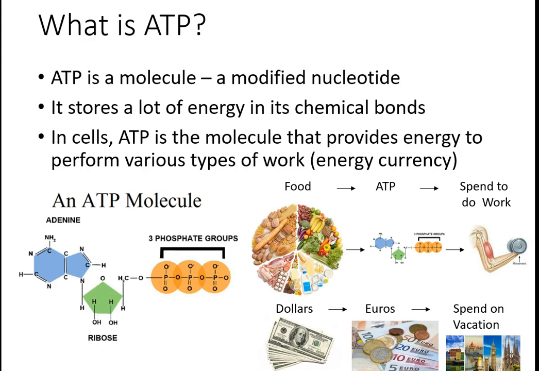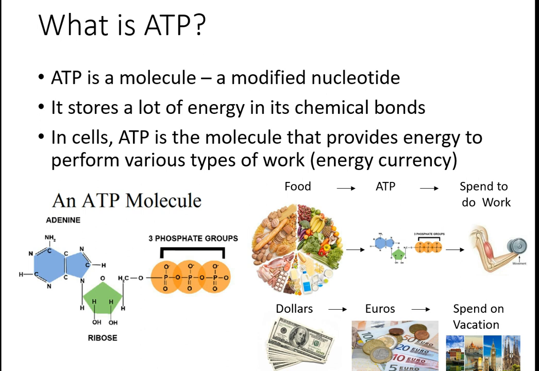Another question asked, what exactly is ATP? And so ATP is just a molecule. It's a modified nucleotide, and remember, nucleotides form our DNA and our RNA, but it's a modified nucleotide that has 3 phosphate groups. So adenosine triphosphate, it has 3 phosphate groups. And it is just a molecule, but it stores a tremendous amount of energy in its chemical bonds, which is why it's so important in living things, because it's the molecule that provides energy to perform various types of work that we do in our cells.